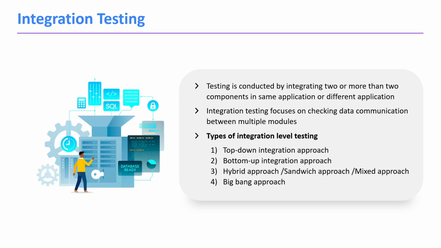Data communication means that if there are two modules and we give input to one module, it will produce some output. That output works as an input for the second module. So there is some dependency between these two modules. Then we integrate these modules and test the data communication between these connected modules. There are four types of integration testing: the top-down integration approach, the bottom-up integration approach, hybrid, sandwich or mixed, which are all the same, and the last one is the big bang approach. One by one we will discuss each in detail.